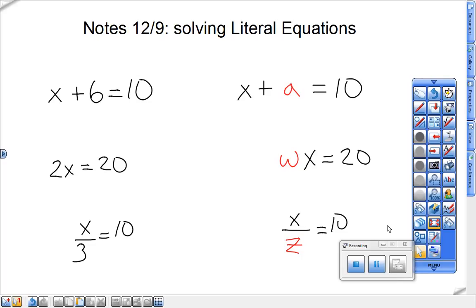Looking at that x plus a, I want to get x by itself. I have plus a. The opposite of adding a is subtracting a. So sometimes it helps to say these out. So here we go. I'll show you.